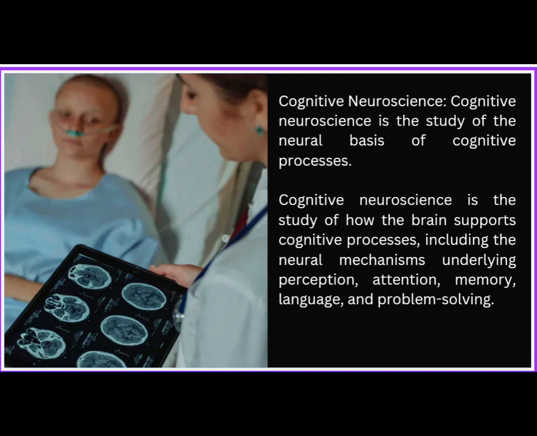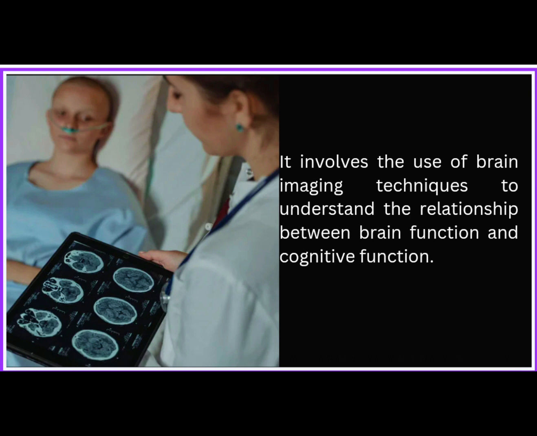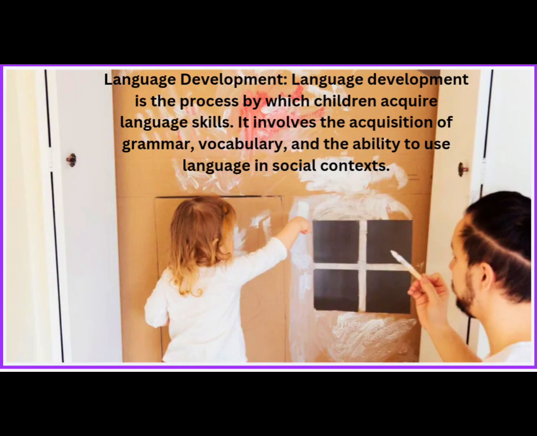Cognitive neuroscience. Cognitive neuroscience is the study of the neural basis of cognitive processes. Cognitive neuroscience is the study of how the brain supports cognitive processes, including the neural mechanisms underlying perception, attention, memory, language, and problem solving. It involves the use of brain imaging techniques to understand the relationship between brain function and cognitive function. Language development. Language development is the process by which children acquire language skills. It involves the acquisition of grammar, vocabulary, and the ability to use language in social contexts.